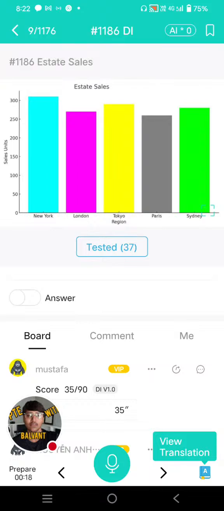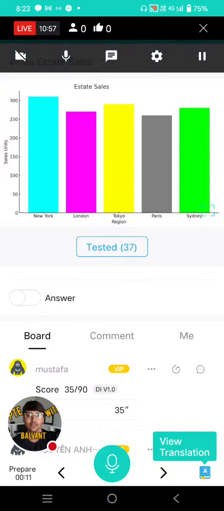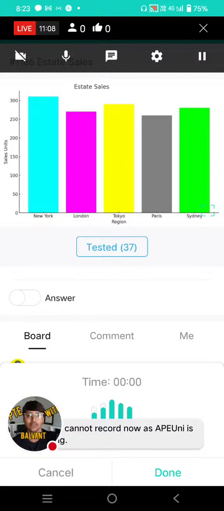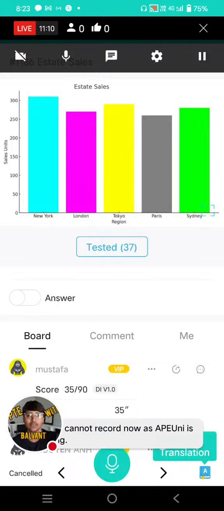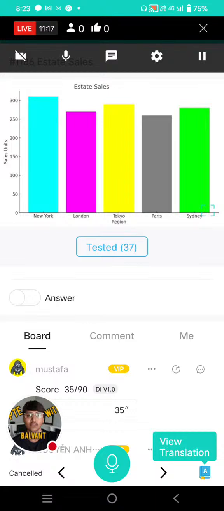So the next image is just on the topic of estate sales. Things we can consider from this image are New York, London, Tokyo, Beijing, Paris, and Sydney. Some values are also highlighted in this image. So estate sales will be the main topic of this image. 50, 100, and 200 are observed on the left side of the image. Tokyo, London, and New York are observed on the right side of the image.